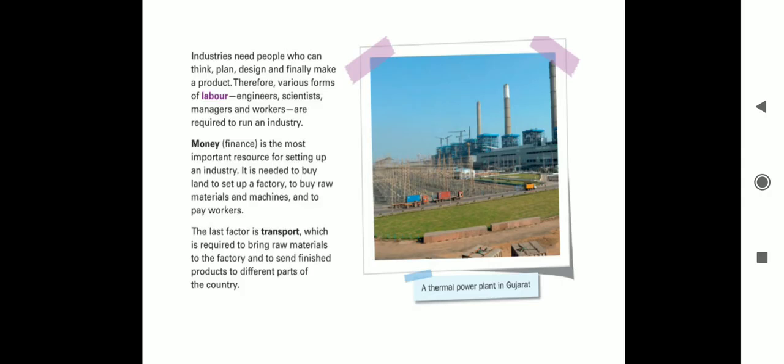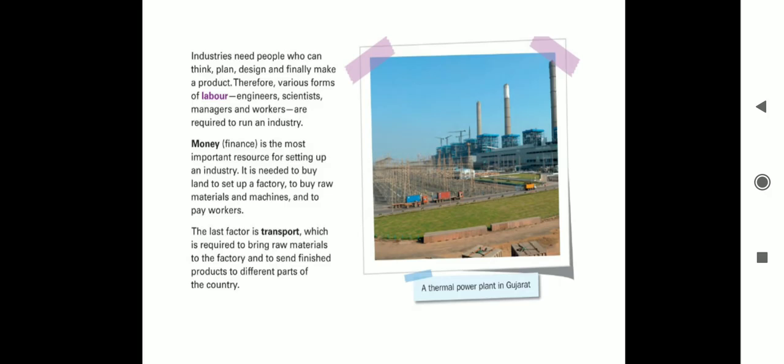The last factor is transport, which is required to bring raw materials to the factory. Raw materials to the factory from where? From the field where cotton is grown. That cotton which is grown in the fields has to be brought to the factory. For that, transport is required.